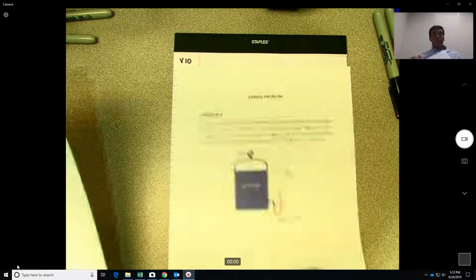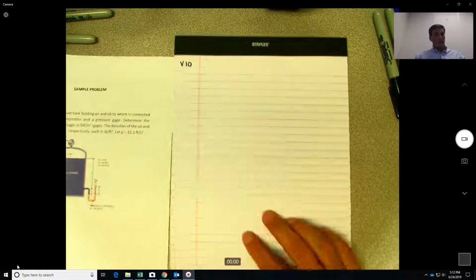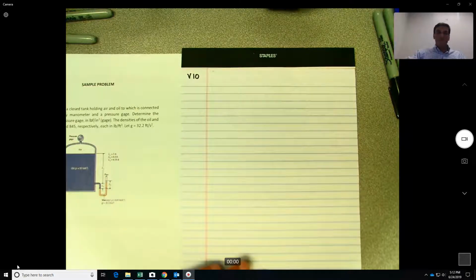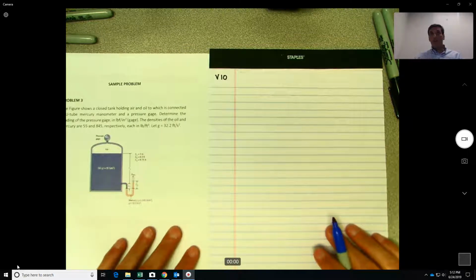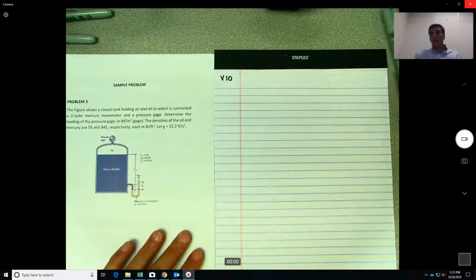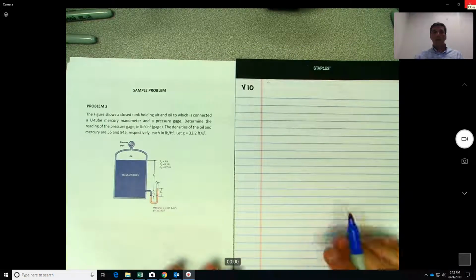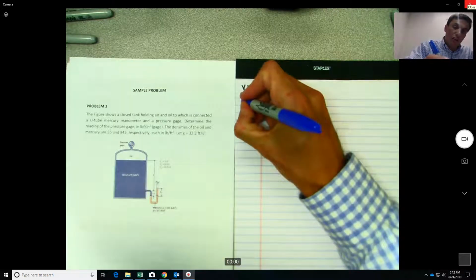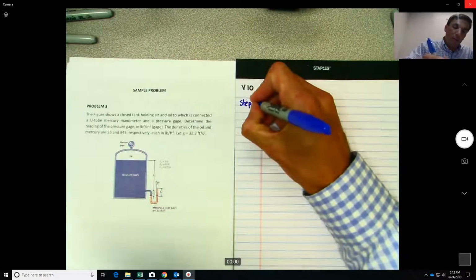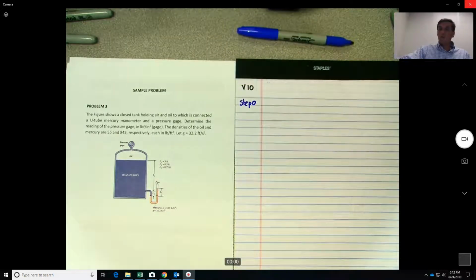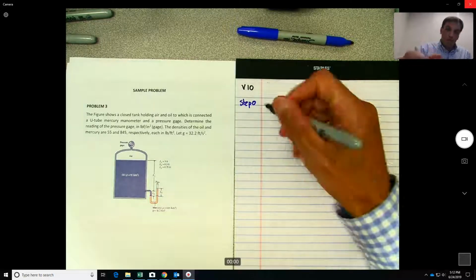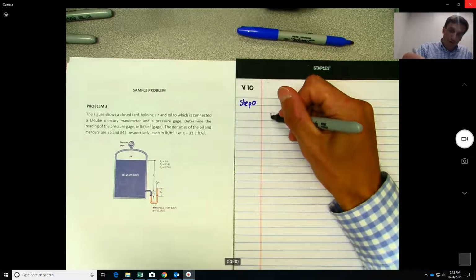All right, so let's solve the problem over here. So you see I have the figure, I have the problem statement. A lot of people think that it's a waste of time, but doing this step 0 gives you time to think about the problem. So let's see, I like to do the figure even before I start reading the problem.